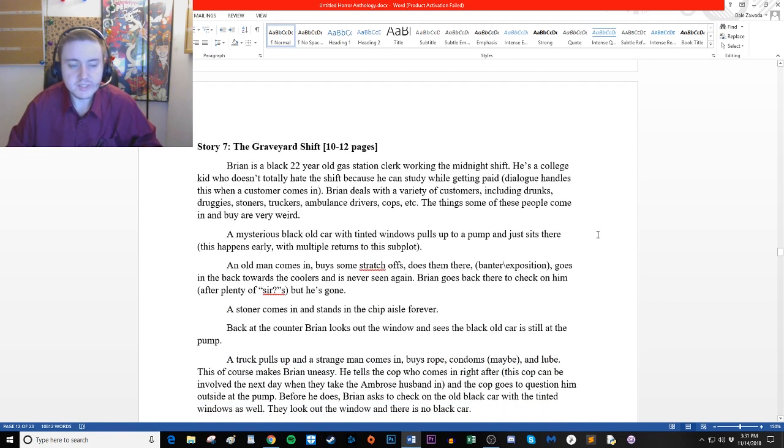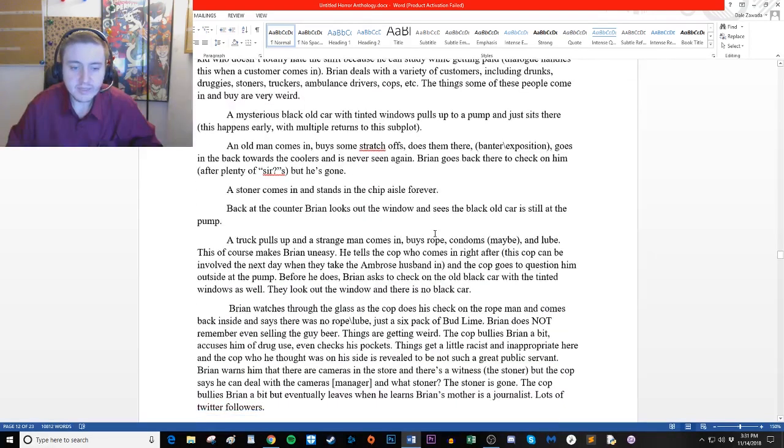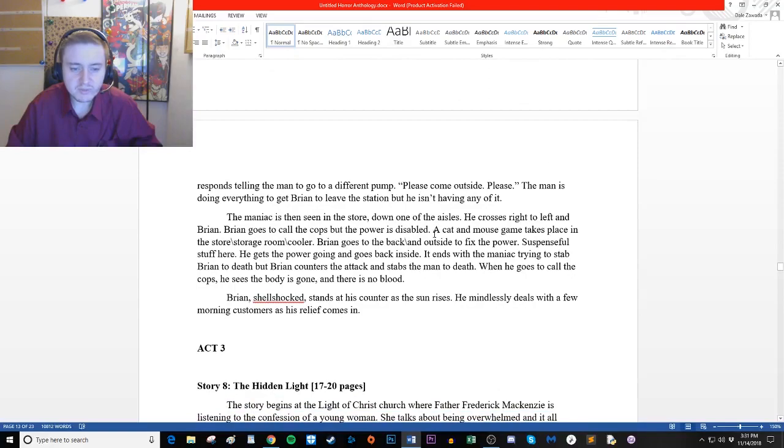We get to the graveyard shift. It's got to be on the same page. It's 10 to 12 pages, and I think it's fully fleshed out.